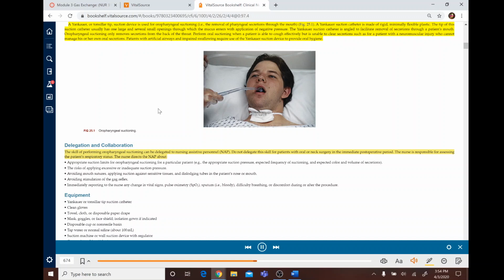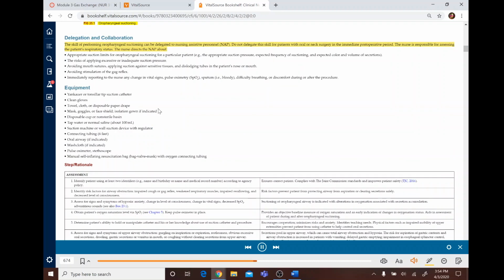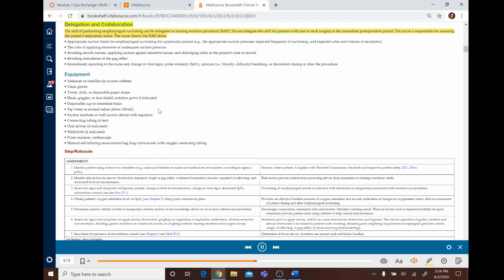Perform oral suctioning when a patient is able to cough effectively but is unable to clear secretions, such as for a patient with a neuromuscular injury who cannot manage his or her own oral secretions. Patients with artificial airways and impaired swallowing require use of the Yankauer suction device to provide oral hygiene. Fig 25.1 Oropharyngeal suctioning. Delegation and collaboration.